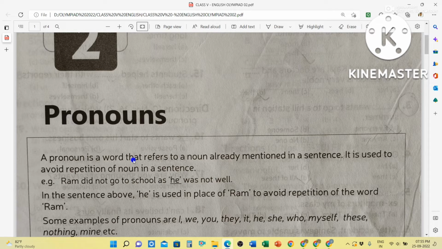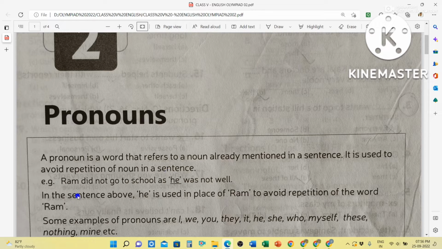A pronoun is a word that refers to a noun already mentioned in a sentence. It is used to avoid repetition of a noun in a sentence. That means a pronoun is a replacing word which replaces a noun. When we are going to repeat a noun again and again, instead of repeating that noun, we can place a pronoun instead of the noun.